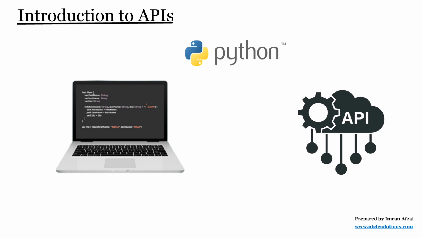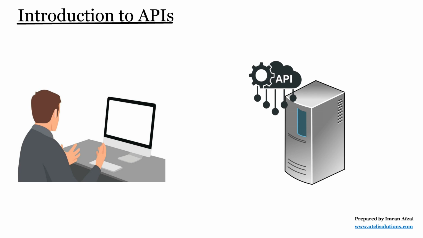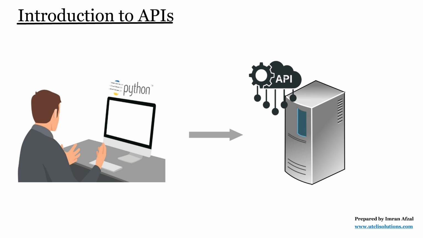Let's take an example of the Books A Million website, a large American bookstore chain. Suppose they offer an API that allows developers to access their catalog of books. You could use Python to ask their API, show me all books in the mystery category that cost less than $10. The server checks this request, finds all the matching books, and sends you a list. Your Python program receives that list and can then show it on your website or app.